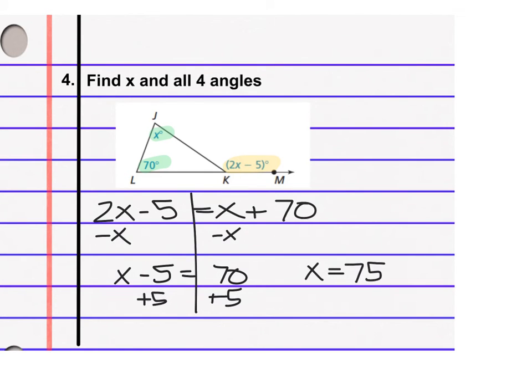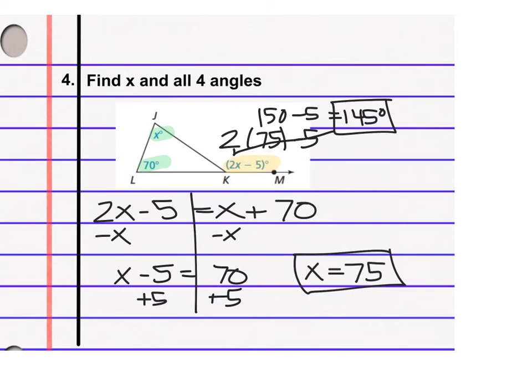Then I need to find all of the angles. Well, I'm going to plug in x. So 2 times 75 minus 5. 2 times 75 is 150, minus 5 is 145 degrees. Okay, I already know that this angle is 70. I know that this angle is 75 because x is 75. I have a couple choices for finding this red angle. I can do 180 minus 145. I can add 75 and 70, which is 145, and subtract from 180. So that angle should be 35 degrees.